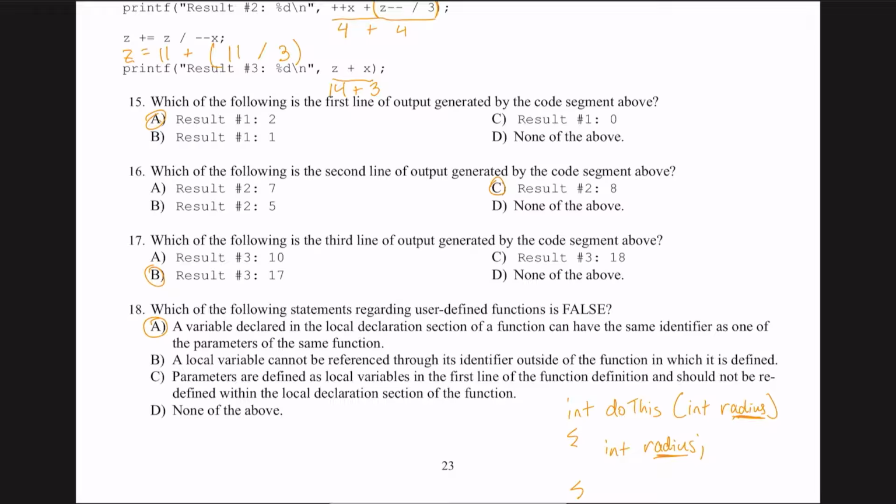C, parameters are defined as local variables in the first line of the function definition and should not be redefined in the local declaration section of the function. This one is true, and it's kind of similar to A, right? So we already have int radius up here in the parameter list, we don't need to have another declaration below for it. Because once again, you'd be creating a separate variable with the same name. That would result in some errors. So C is true. Therefore, our answer is A.